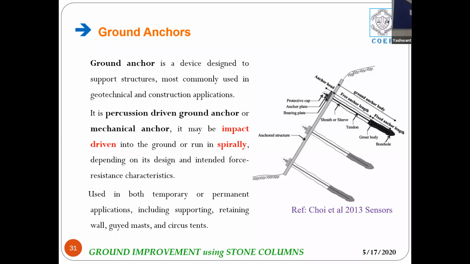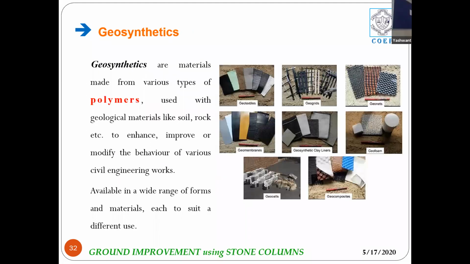Geosynthetics is being used in a big way. They are nothing but polymers, and depending upon the applications, they will be suggested. They are provided for strength improvement. They are also provided for preventing or minimizing the permeability. They are also provided for enhancing the permeability, depending upon the site requirement or the soil that is available at the site. Then the lime columns.